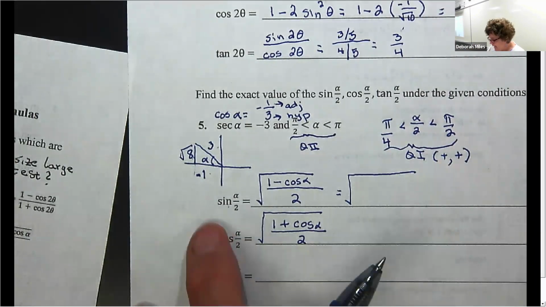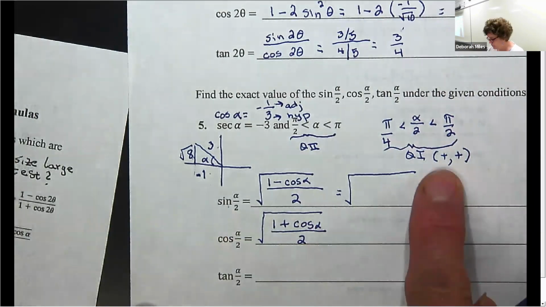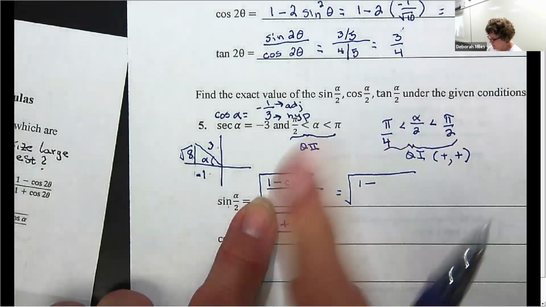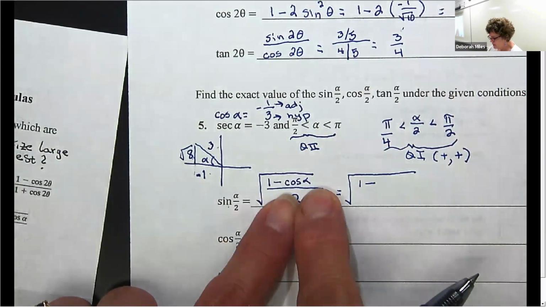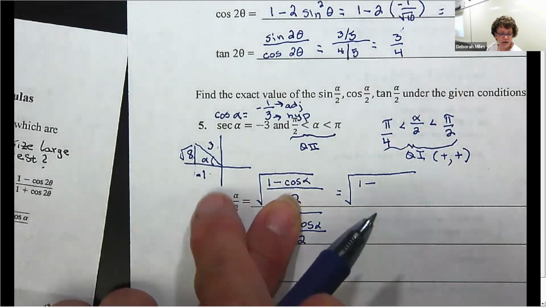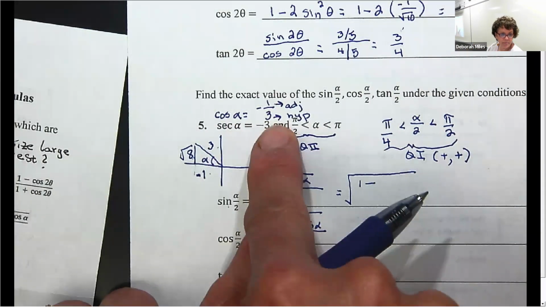In the formula for sine alpha over 2, I've already decided to use the positive square root. I need 1 minus cosine alpha. Actually, I didn't even need to draw the triangle on that one because I already knew that cosine alpha is -1/3.